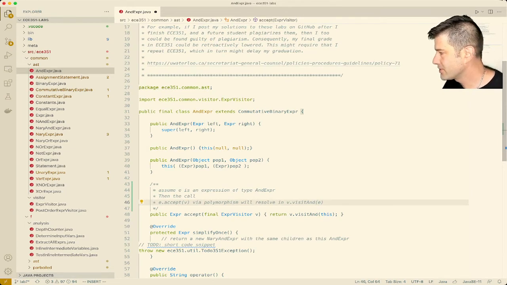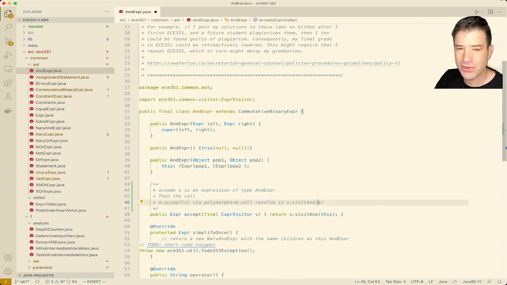Now, there's a question in the chat: why can't we make an AND expression also extend the visitor class? That's not the right question to ask. In the interpreter pattern, we would write code inside an AND expression. But instead, we want to structure the code so that code related to a functionality, like simplification, 3D printing, or technology mapping, is in one class.